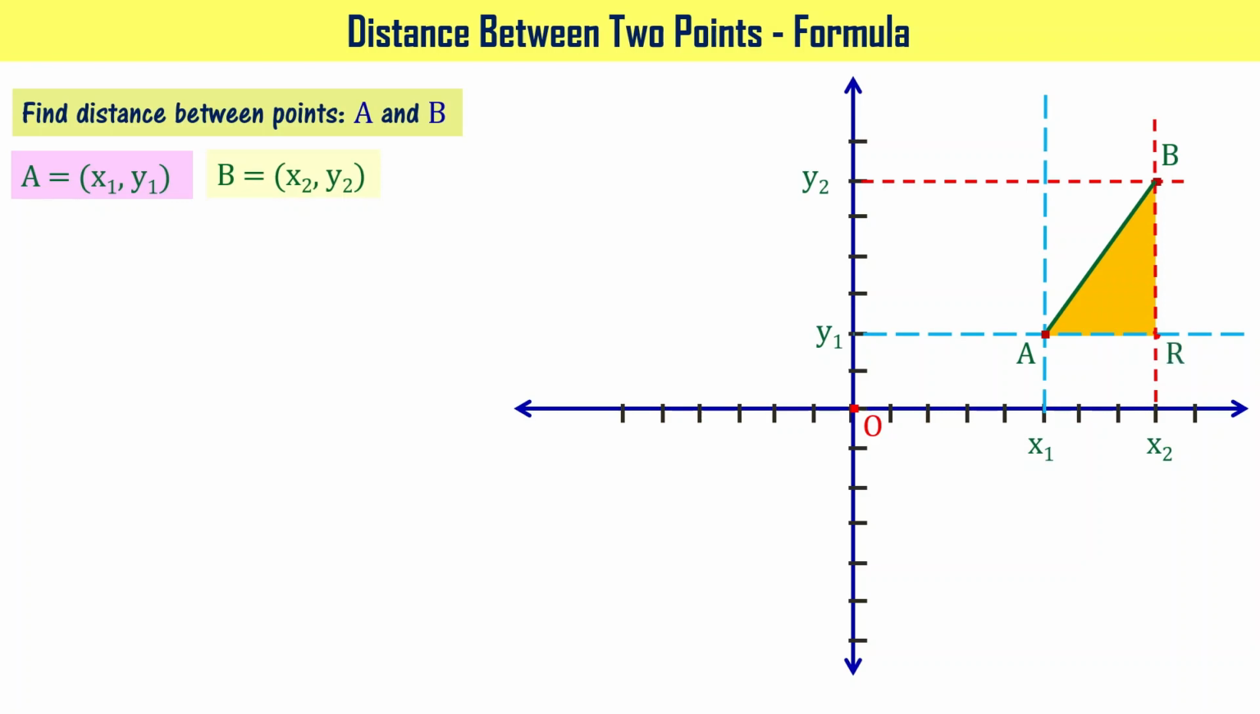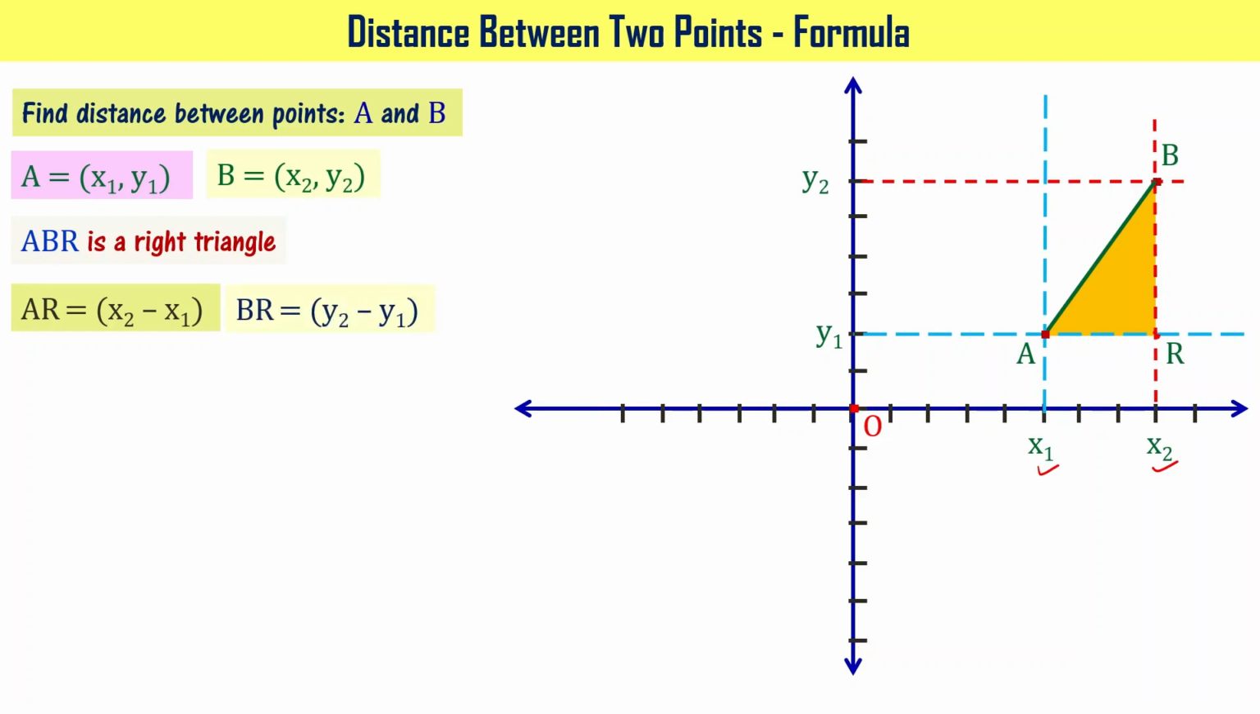I'm getting a triangle ABR, right? As you see here, that is a right angle triangle. It means we can make use of the Pythagoras theorem, right? As you see here, AR can be written as x2 minus x1. That is the length of AR. BR can be written as y2 minus y1, right?